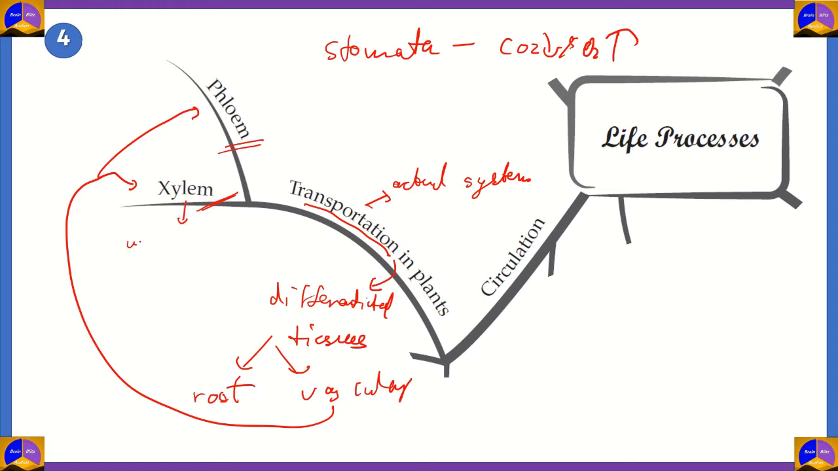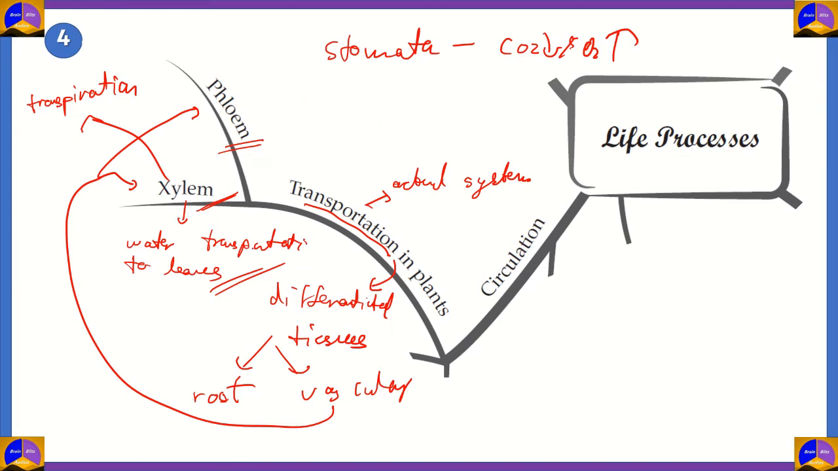So xylem is primarily responsible for water transportation to the leaves. So this is the primary objective of xylem. So xylem transports water and the minerals along with it to the leaves, which are present at the top of the tree. And in order for this to happen, xylem enlists the help of transpiration. So 90% of the water that we take in is transpired outside, so that creates a pull which enables the xylem to transport more minerals and water.